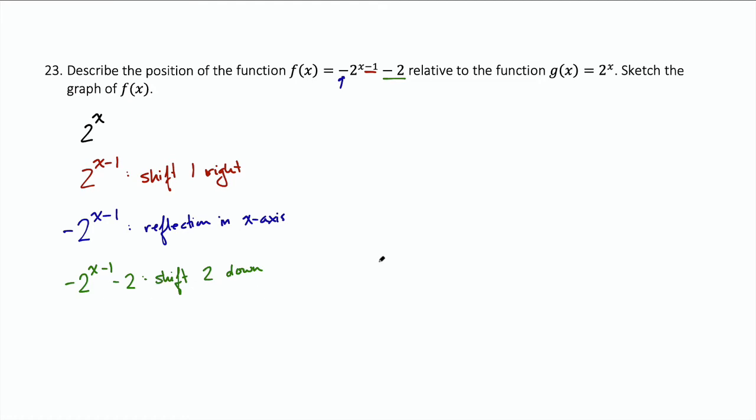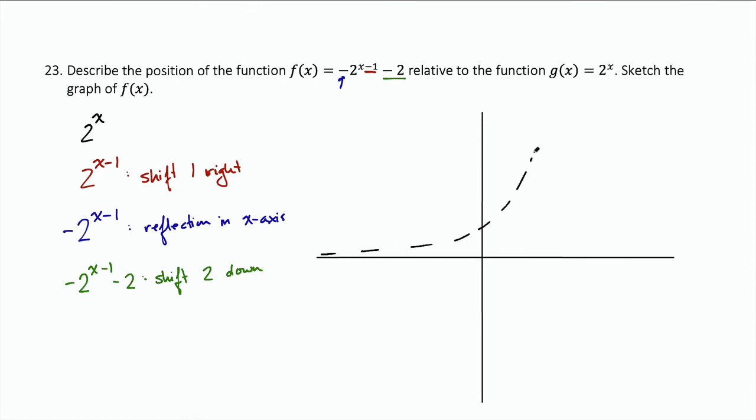And now let's go ahead and sketch that. I'll go ahead and start off with the parent function. Okay, 2 to the x is a function like this. There's my 2 to the x. Shifting 1 unit to the right, and I'm not going to be super precise about this, but I know that intercept moves over to the 1 right. Okay, and so that's going to end up like that, 1 unit to the right.